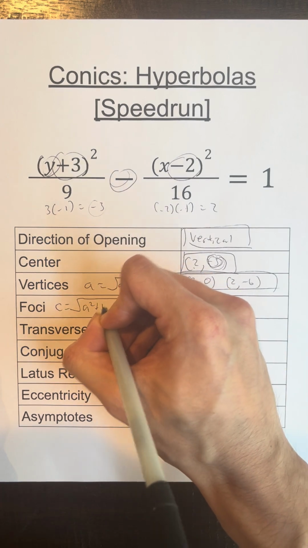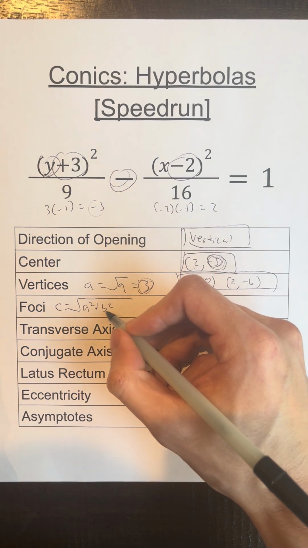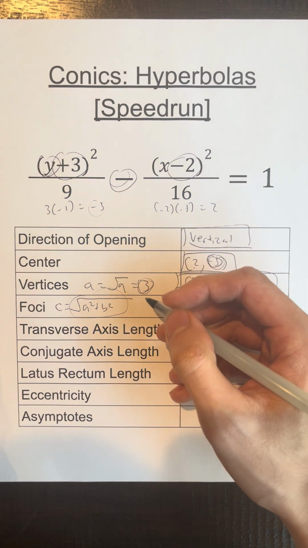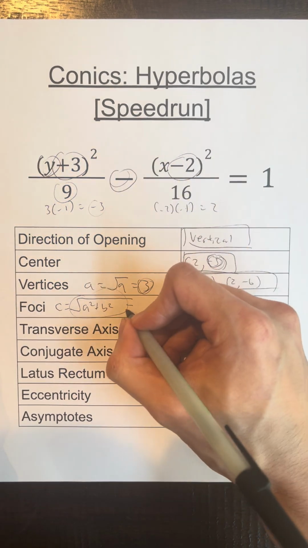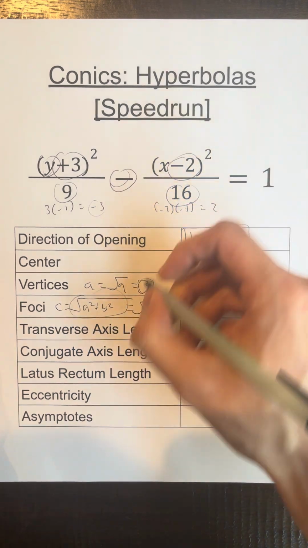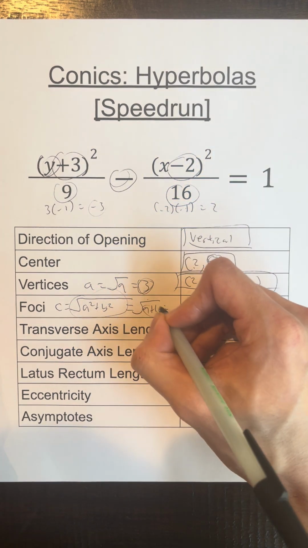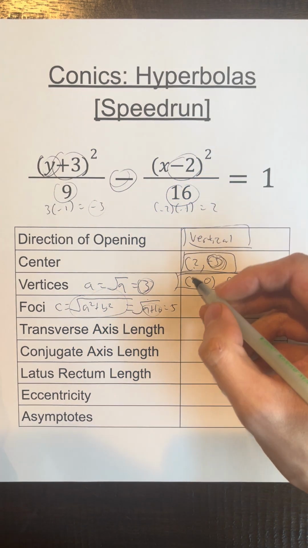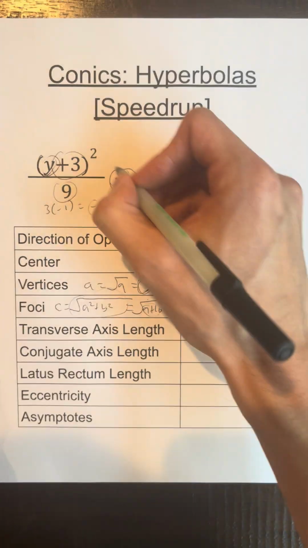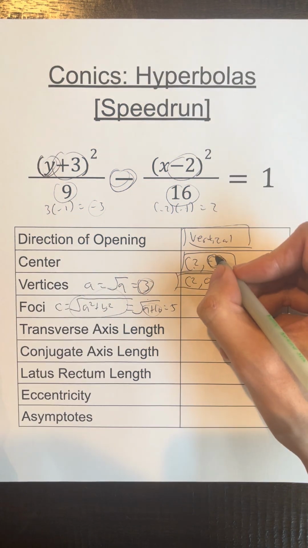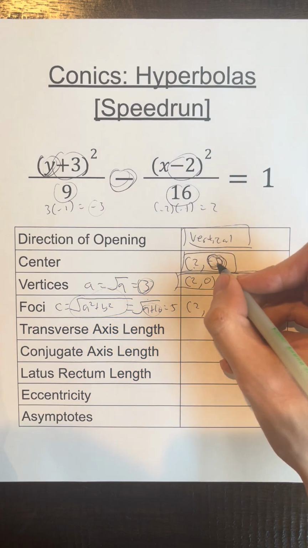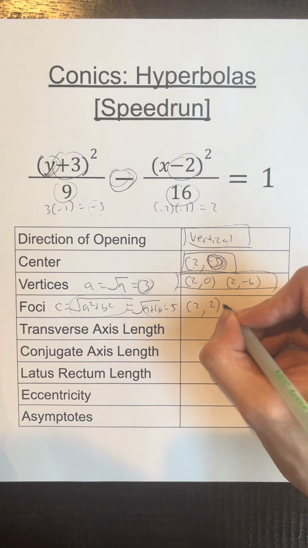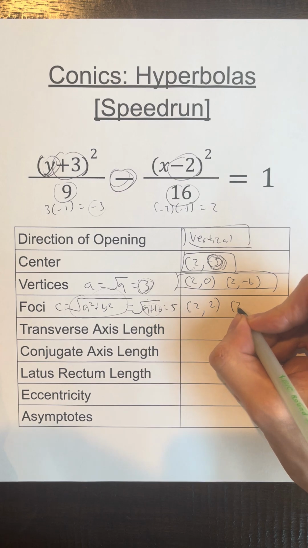To find the foci, you need to find c, and the formula for that is the square root of a squared plus b squared. Yeah, this only works with hyperbolas. With ellipses, it's going to be a squared minus b squared. But a squared is this number, 9, b squared is this number. So square root of 25 is just 5. And again, since y is in front of the minus sign, I'm only going to change y to get the foci as well. Except this time we're adding 5, and we're subtracting 5.